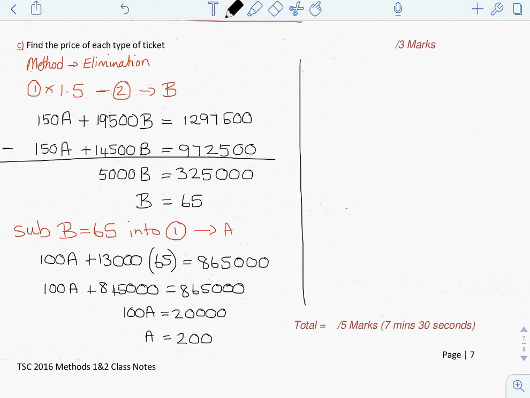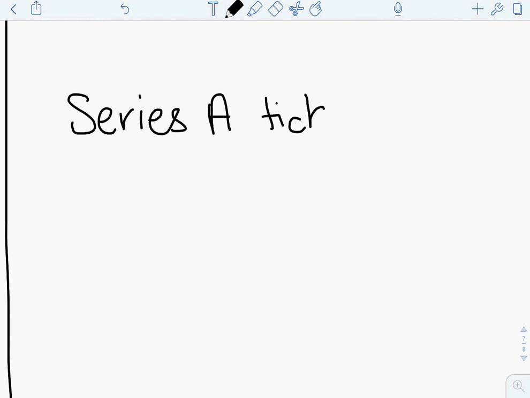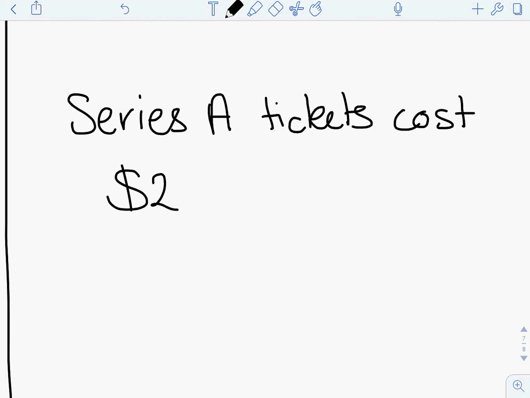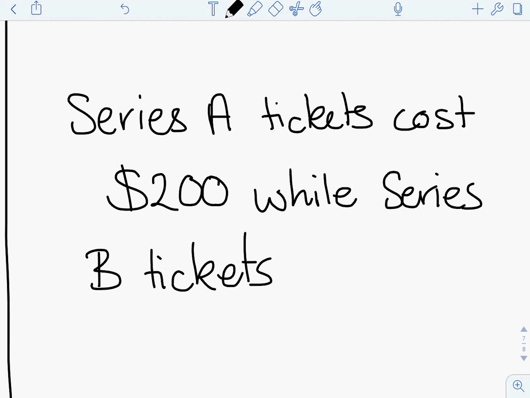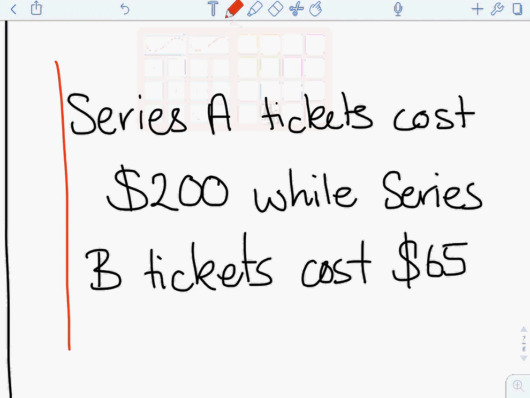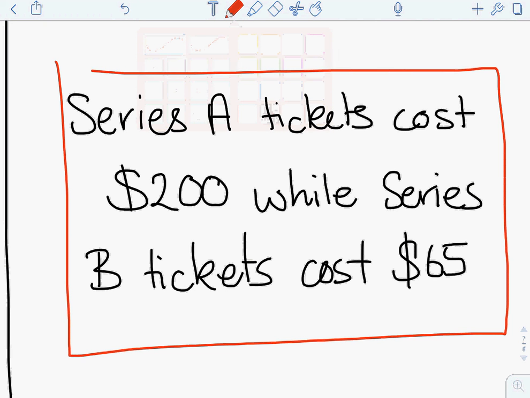In any worded question, we end by writing a worded solution. Series A tickets cost $200. Series B tickets cost $65. Put a box around that, and we're complete.